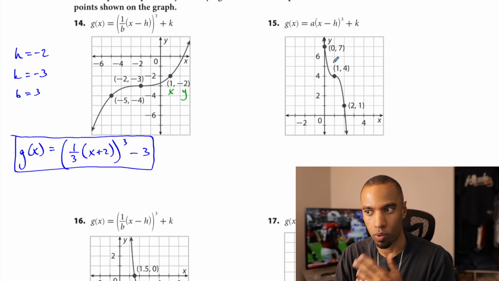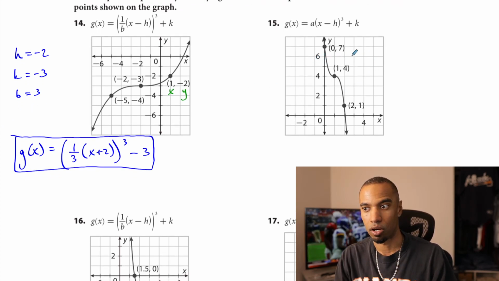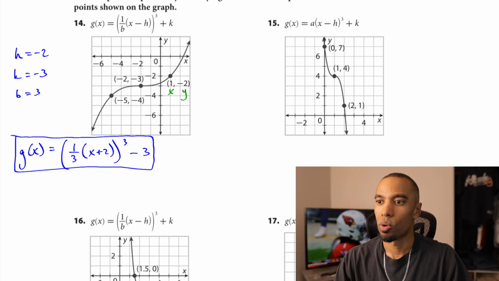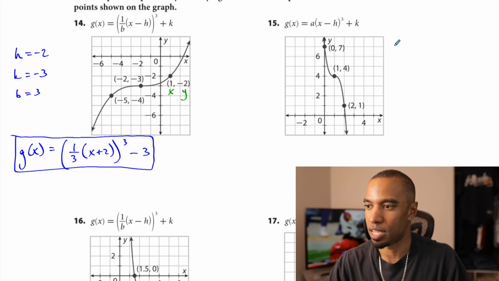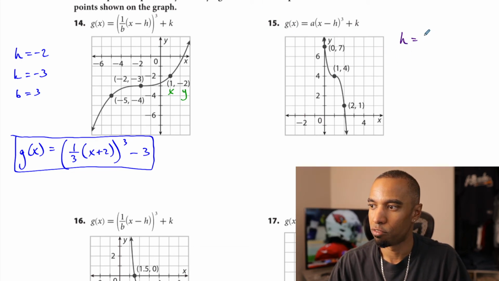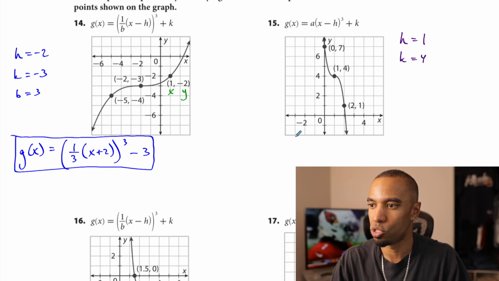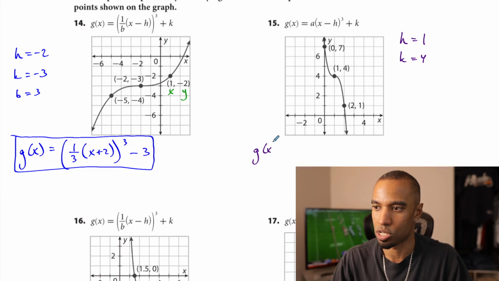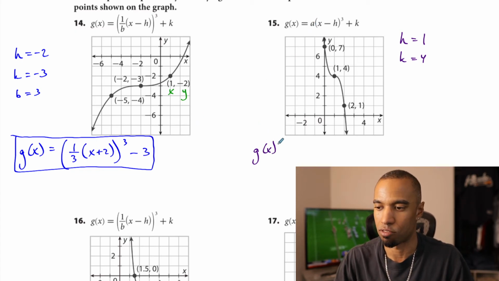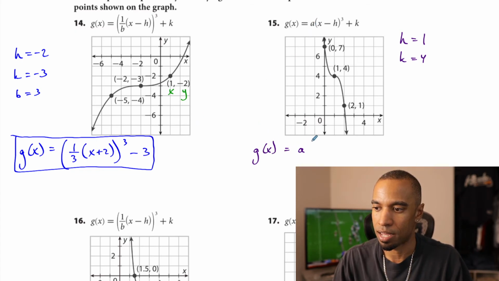I am going to make sure to do that on some of the last problems there, but I'll do it on this one first this time, and then I'll go ahead and kind of let you know what's happening. So on this one, on number 15, we have an h of 1 and a k of 4. So we do know right now that our equation is g of x. This time they use a because they're talking about it's a vertical stretch. So we don't know a yet, but we do know that we have an x minus 1 quantity cubed plus 4.